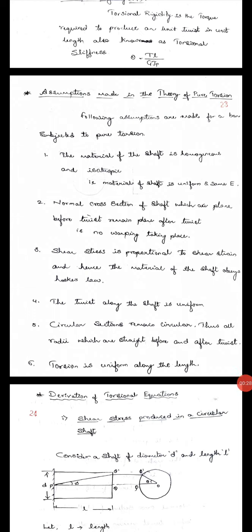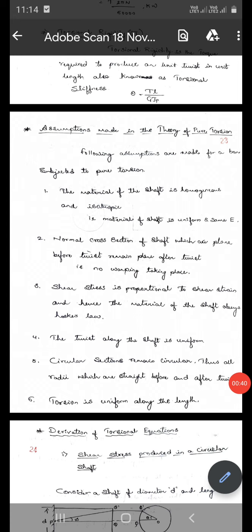First one, the material of the shaft is homogeneous and isotropic, that is, the material of the shaft is uniform and has the same modulus of elasticity throughout the shaft length.